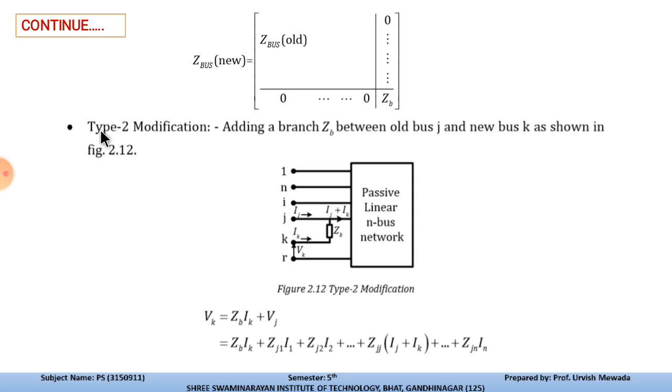Now let us discuss after this point. We have the type 2 modification. In type 2 modification, you can see that we are adding a branch ZB between old bus J and new bus K. So we have shifted this circuit from here to the above bus, that is the J bus, and the new bus K, which is shown in this diagram.